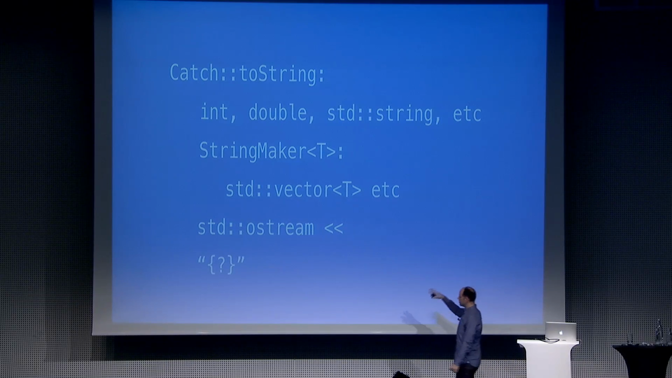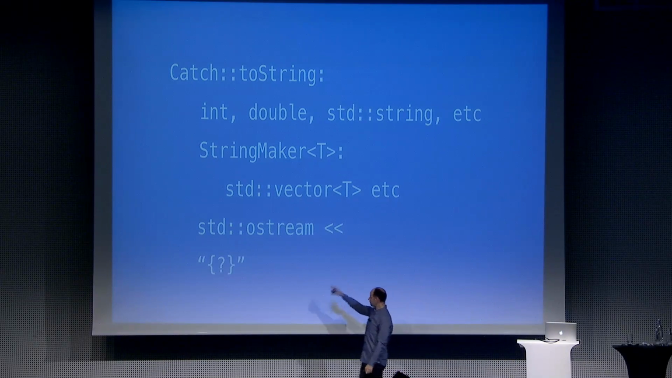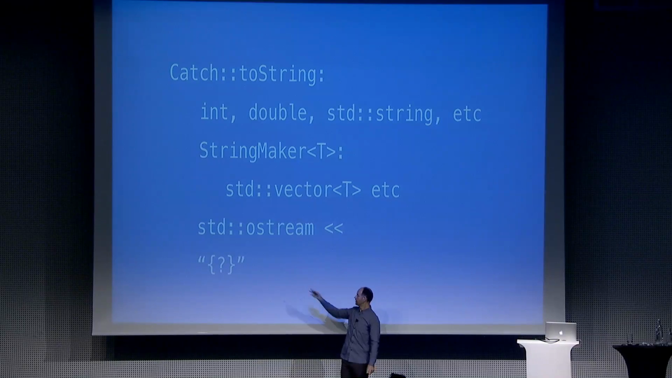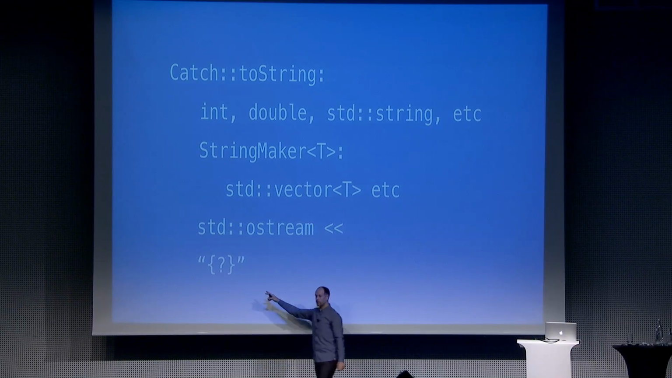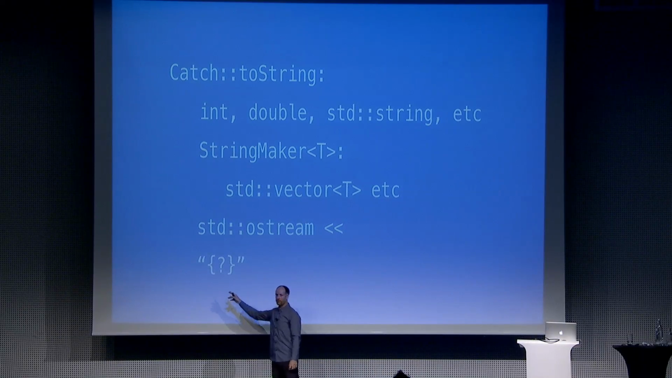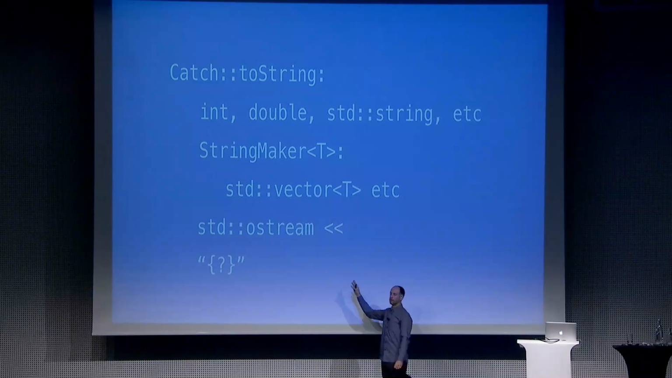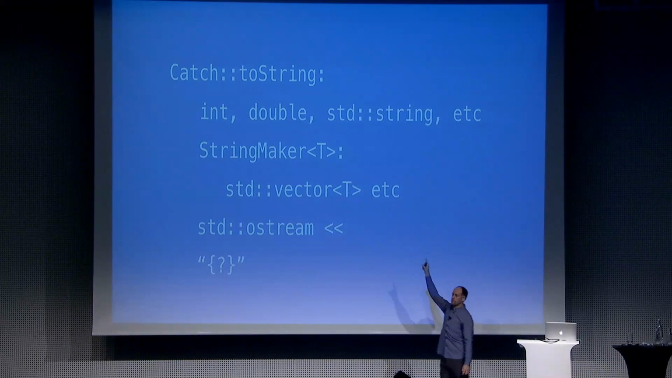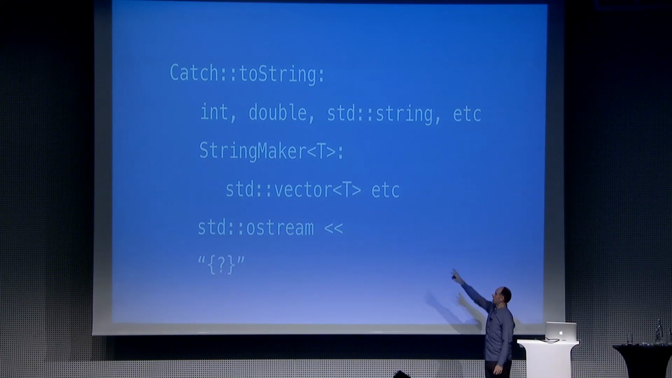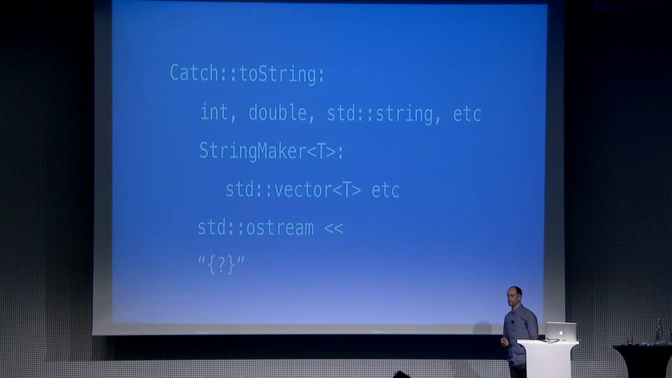So if it determines there isn't an overload available, it just resorts to printing this string in the end. If you see this in any of your test output, it's because you don't have any way for Catch to convert it to a string. Simplest way is probably to write an ostream operator overload. Or if you don't want to do that, write a toString overload. If you really have to, you can use StringMaker to do partial specialization as well.